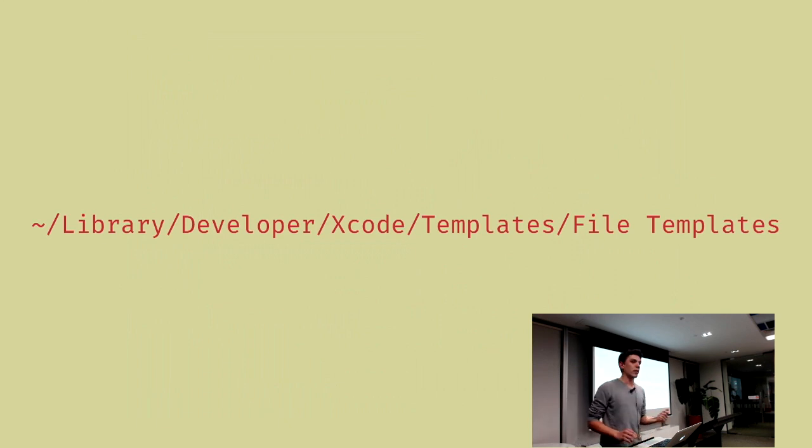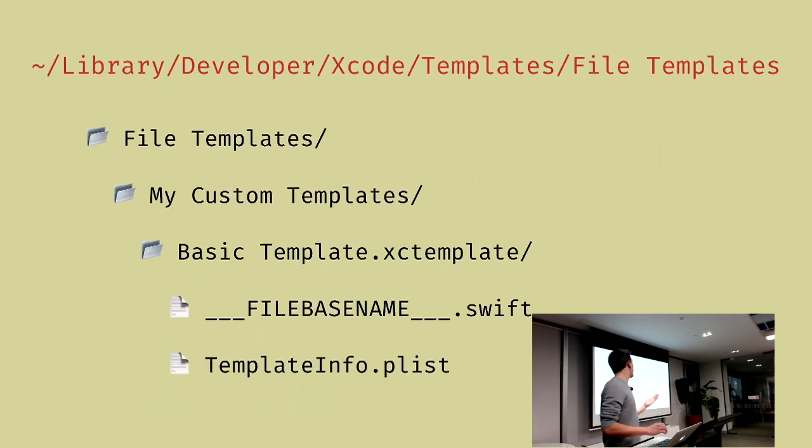That's the location where you start. If you want to create an Xcode file template, you need to tell Xcode where to look for Xcode templates, and that's the location where Xcode would look. And inside that file templates, you can create your own grouping, and then in your grouping, you can put as many templates as you want. So here, again, very good namings, my custom templates, and a basic template.